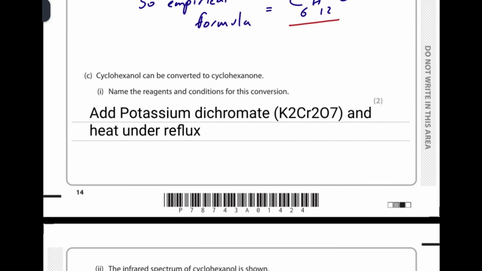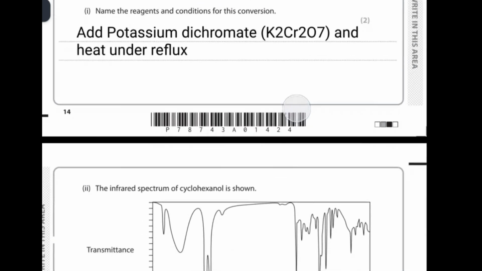Part C, Roman number 1. Cyclohexanol can be converted to cyclohexanone. Name the reagents and conditions for this conversion. So this is the oxidation of the alcohol. So you should add potassium dichromate and heat it under reflux, right?